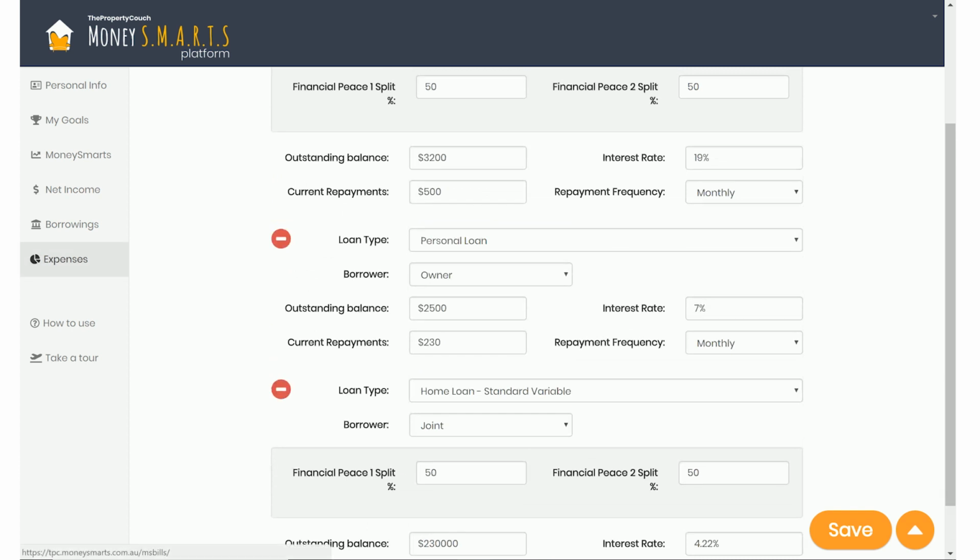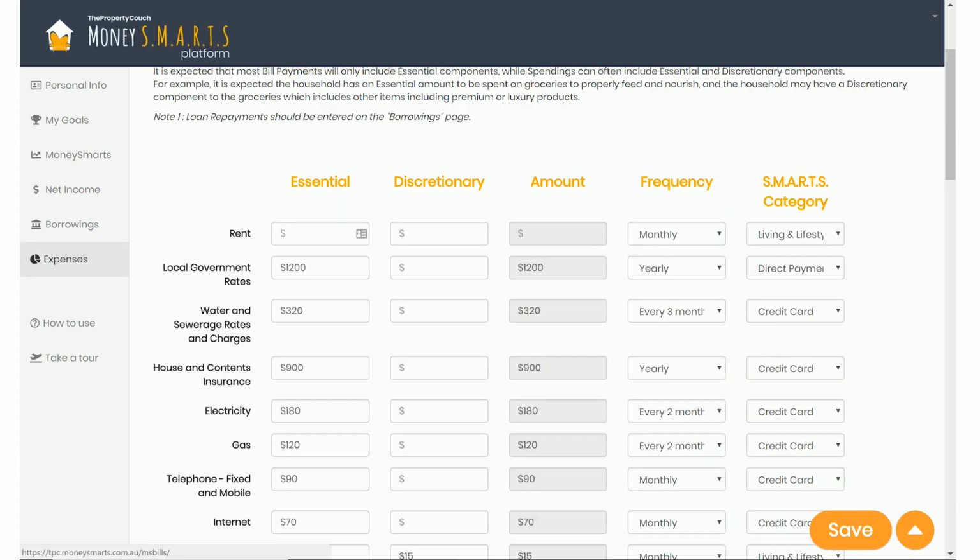And then ultimately you then load your expenses. Now, when you're looking at expenses, you can load them as essential and discretionary, so you can break them up if you want to. You can put frequencies down there. And if you're not familiar with the Money Smarts system, it's about organizing your money into virtual jars. So you get a choice of the different jars in terms of your living and lifestyle, which is a 7-day float, whether you're going to make those direct repayments, pay via the credit card or the provisioning account.